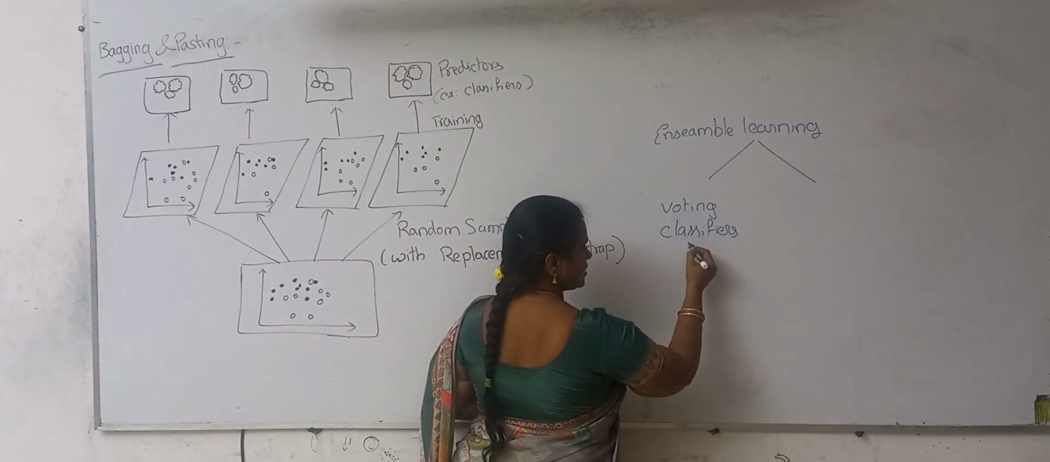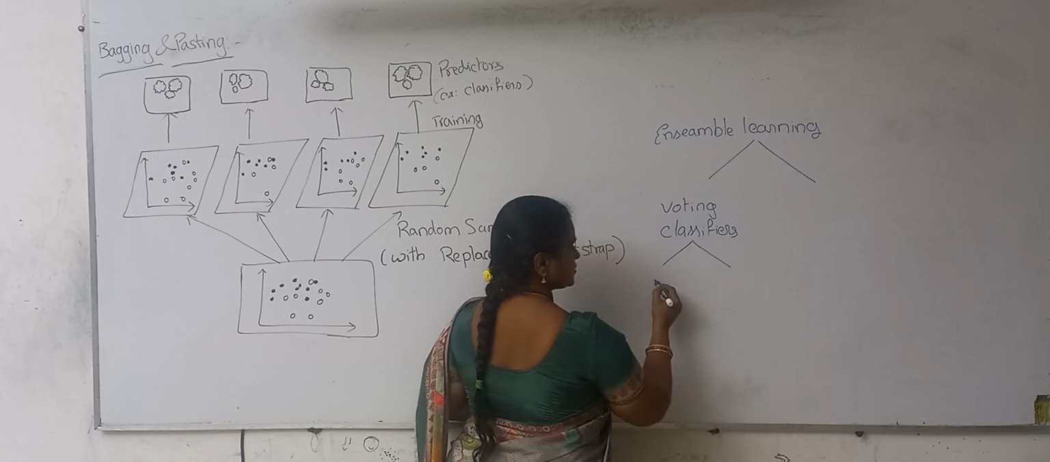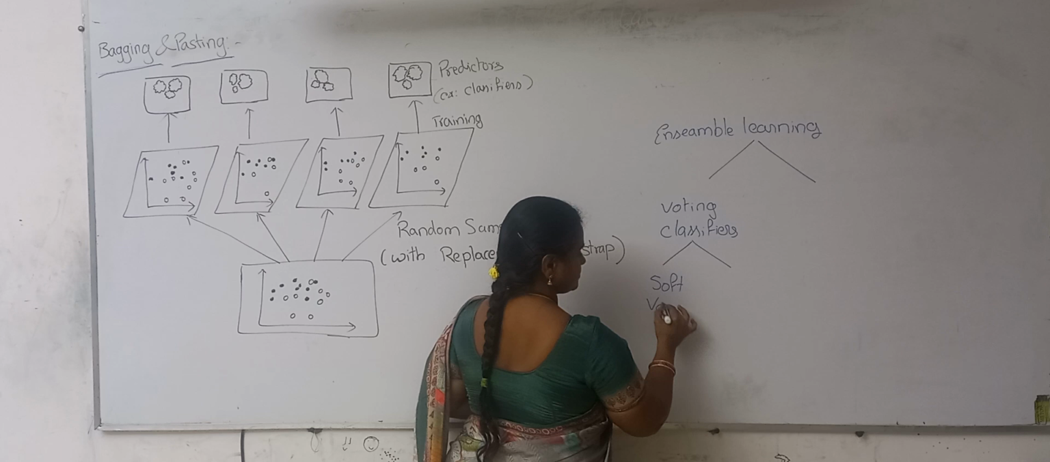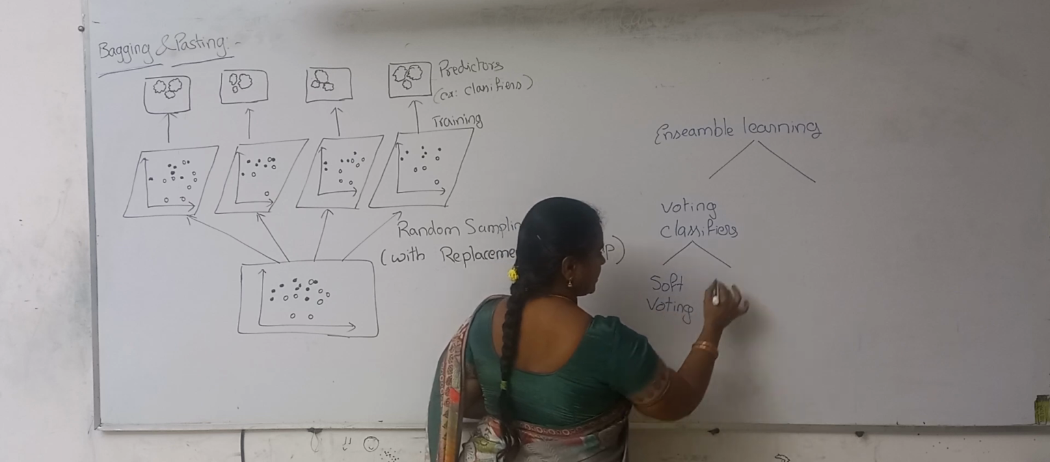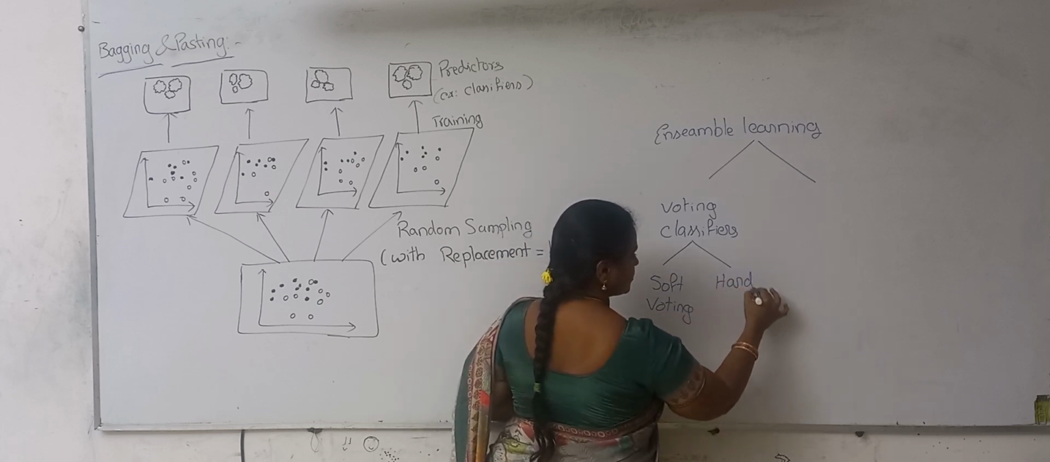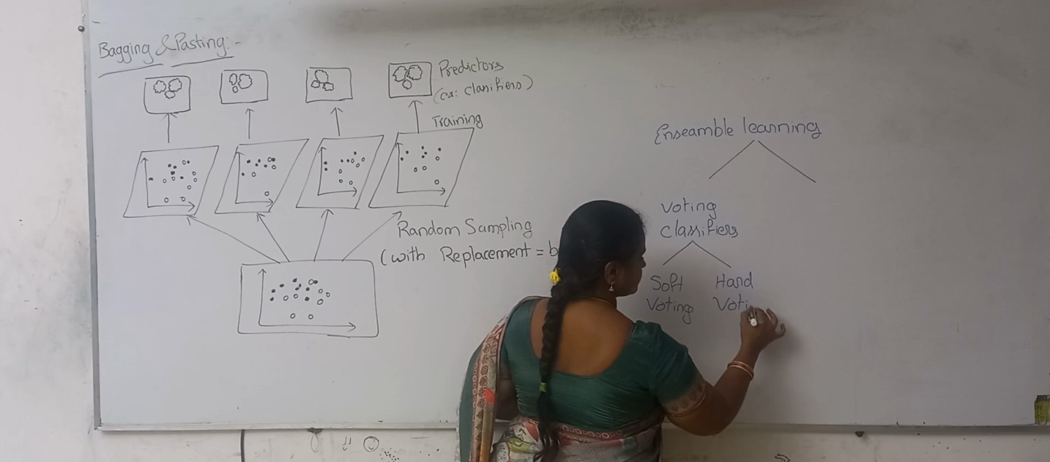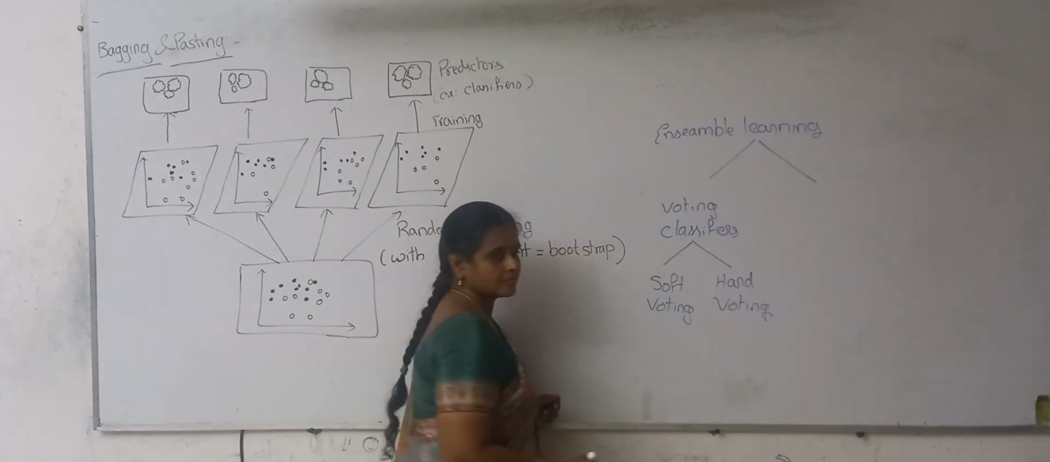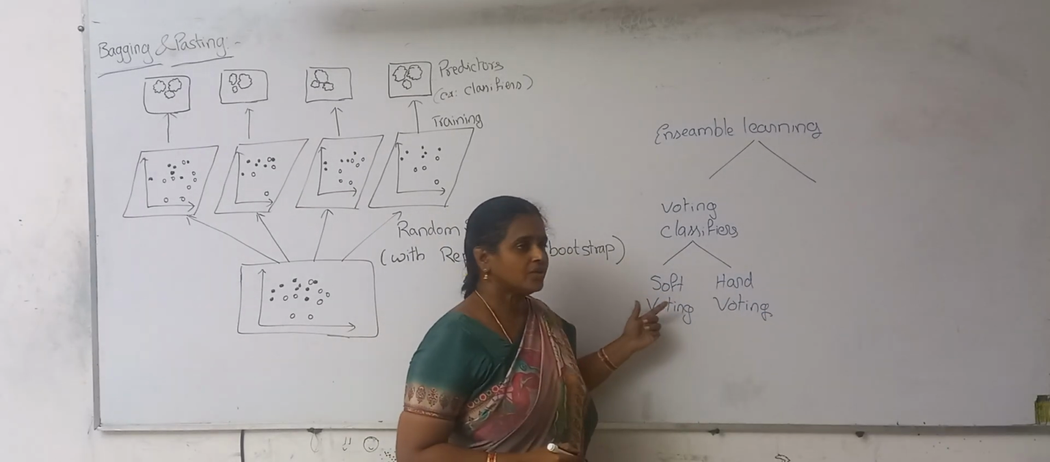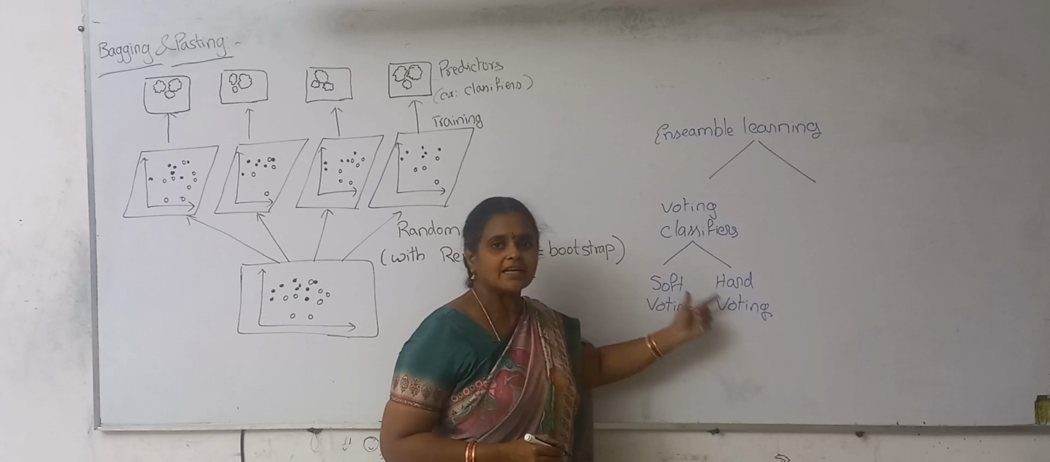So here these voting classifiers are of two types. One is soft voting and another one is hard voting. These are the voting classifiers. These are also algorithms.